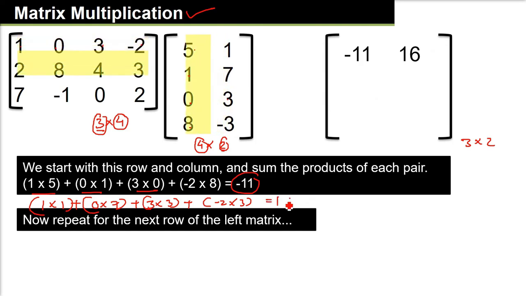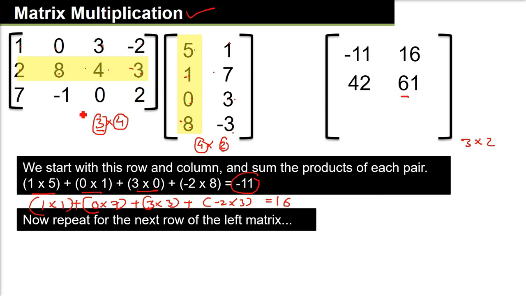Right? Now, when the first row is done, come to the second row and again do it with all the columns of the second matrix. Okay? So when you do 2 into 5, 8 into 1, 4 into 0, 3 into 8, and multiply and add, you get 42. Now the same second row with the second column: 2 into 1, 8 into 7, 4 into 3, 3 into negative 3, that will be 61.